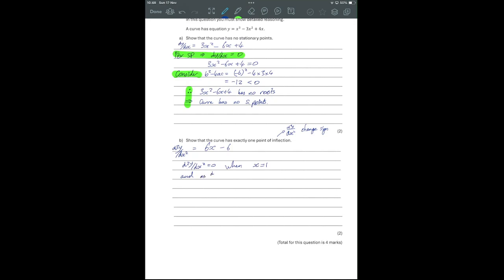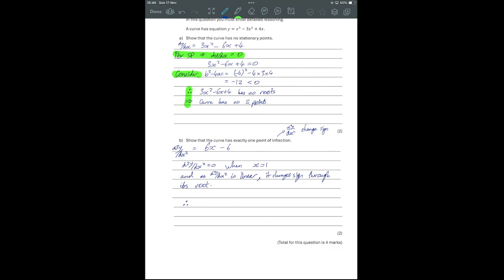And as d squared y by dx squared is linear, there's no x squares, it's just an x and a number, it changes sign through its root.